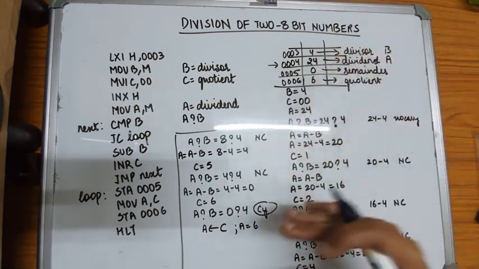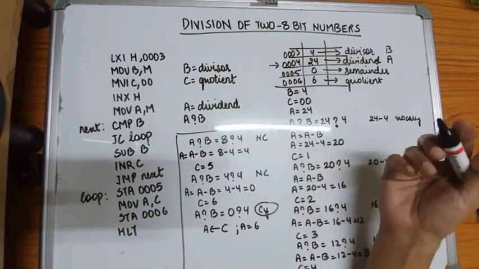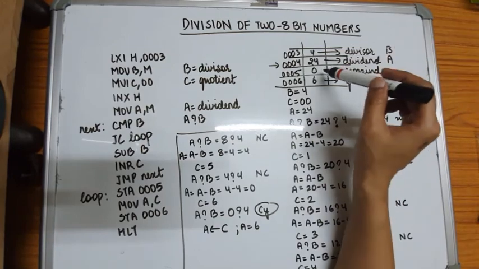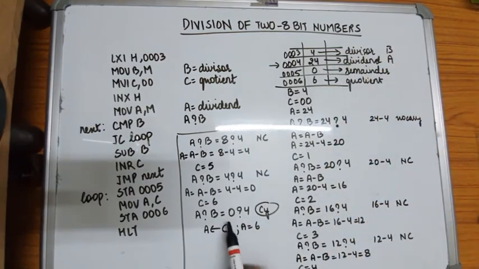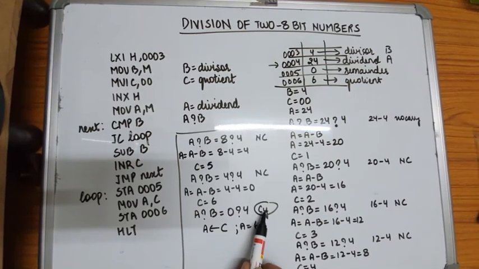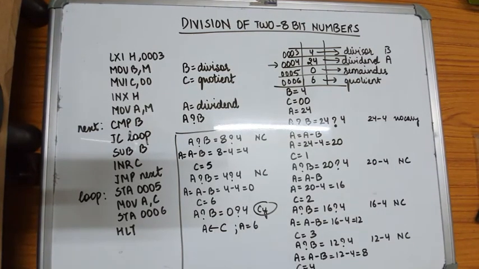quotient 6. You can do the same dry run using 25 and 4. In that case, you will surely be getting a remainder 1, because here when you compare 1 question mark 4, a carry will be generated and you will be getting the remainder 1 in the location 0005. Try it and do it on your systems.